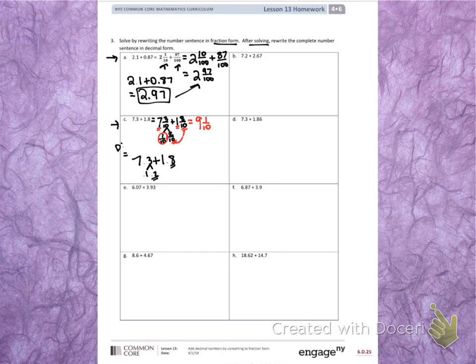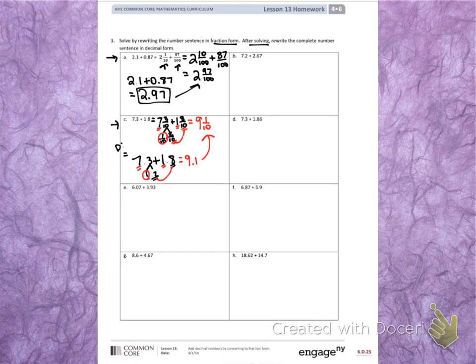We have 7 plus 1 plus another 1. 2/10 and 8/10 makes 1. That's 7 and 1 makes 8, and another 1 makes 9. And we still have our 1/10. And that's the same answer we got as a fraction.